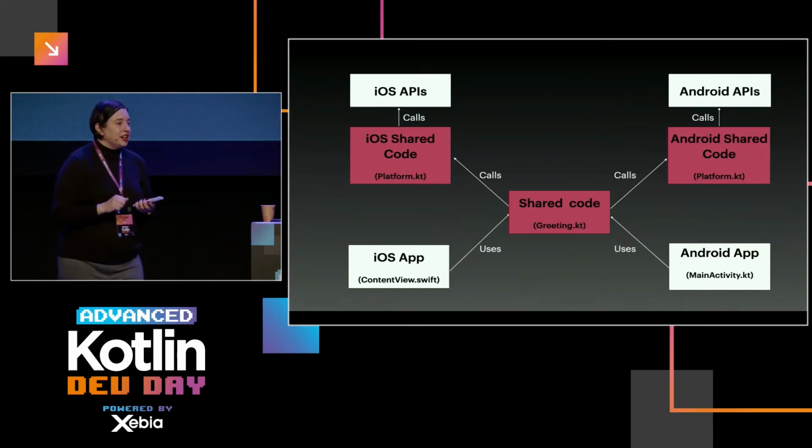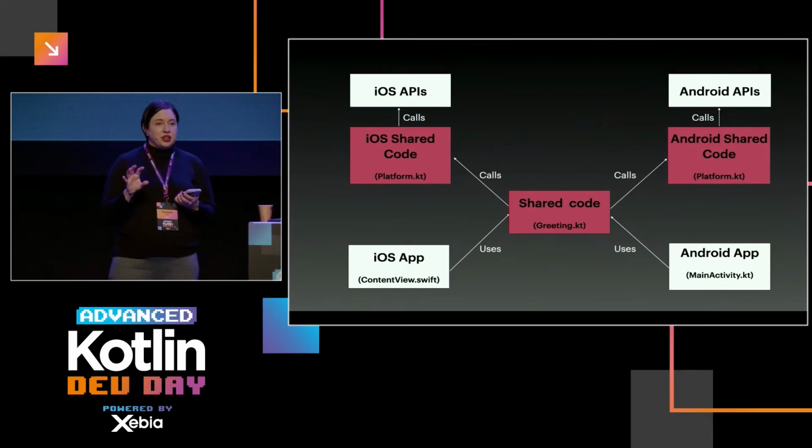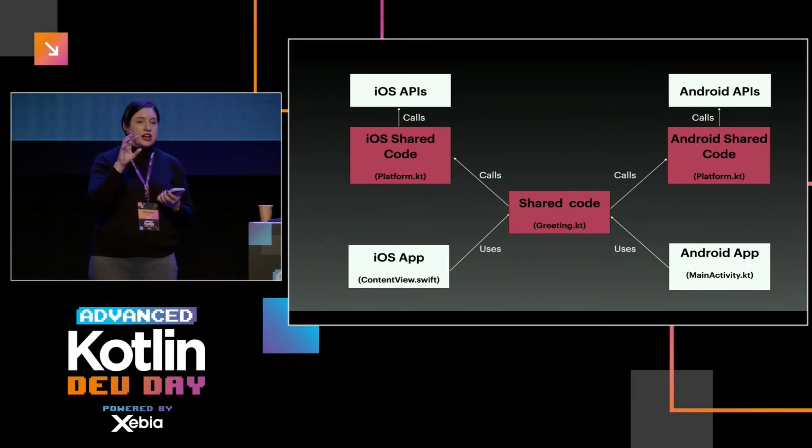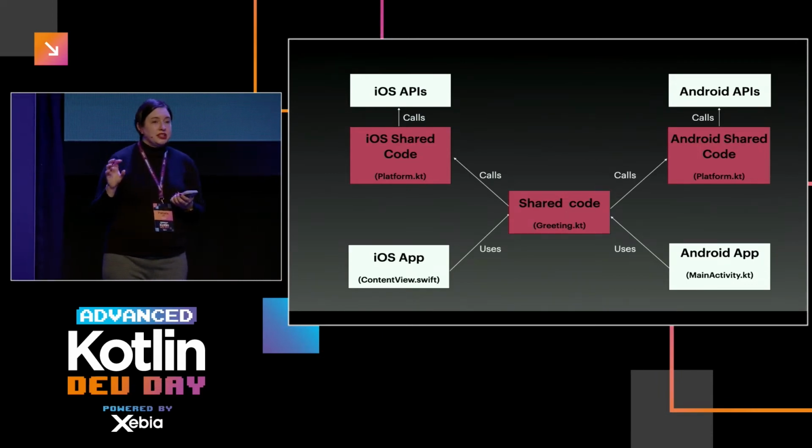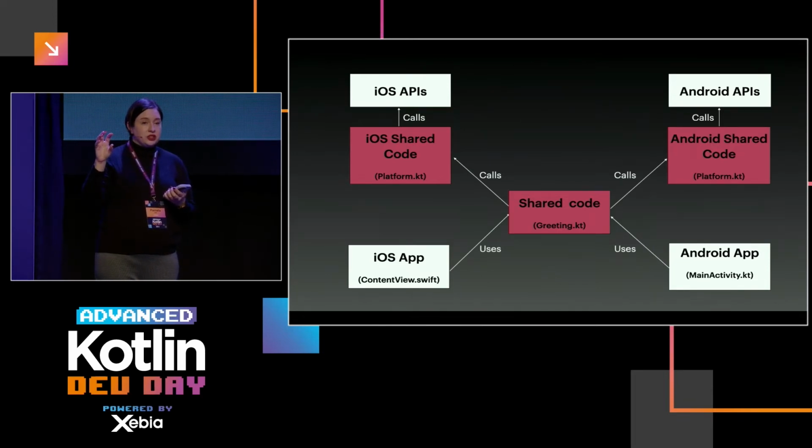Now you do. So the shared code is in the greeting file. It's just an example, so it's pretty simple. But the shared code is in this greeting file. And if you look on the left-hand side, the iOS app uses that shared code, which in turn calls into the iOS shared code, which accesses the iOS APIs to get the system name and system version. On the right-hand side, the Android app goes ahead and uses the shared code, which in turn calls the Android shared code, which gets the SDK version from the device that it's running on.